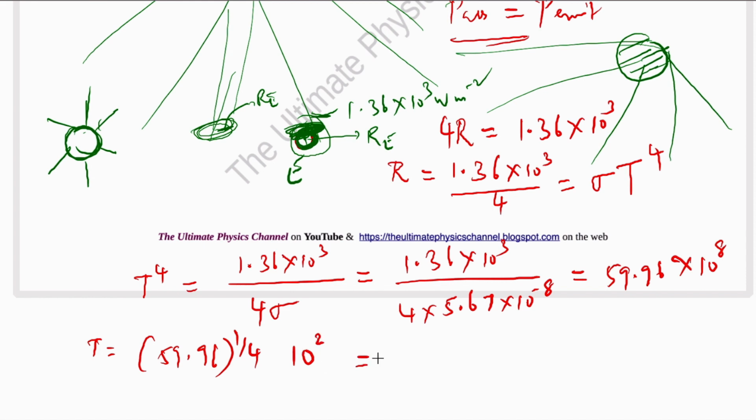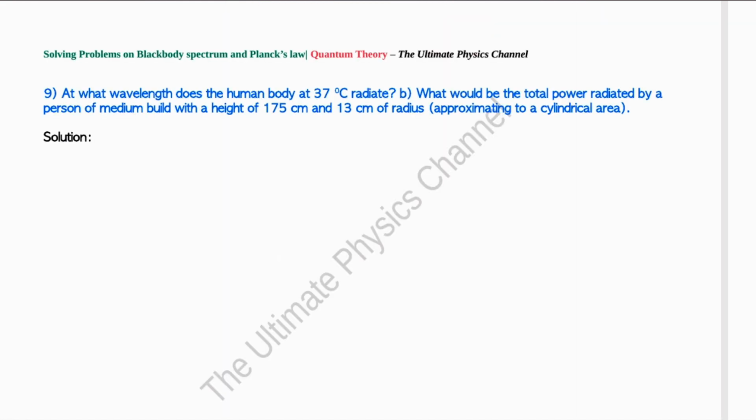So if this is worked out, we would get a temperature of nearly about 5 degrees centigrade, or 278.3, let's say, Kelvin. So this is the temperature of the Earth, if Earth behaves like a black body. Right. So let's move on to the next problem.